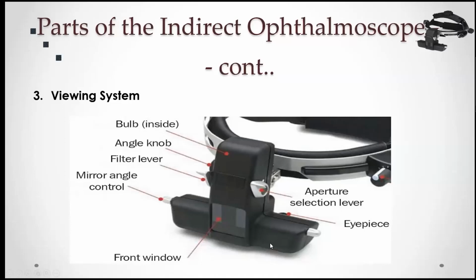Especially this indirect ophthalmoscope alone has this option. You cannot have this option in any other equipment like the direct ophthalmoscope, a slit lamp or a streak retinoscope. You couldn't move the mirror there, that's all fixed. The indirect ophthalmoscope alone has the option to move the mirror in the system. And here there is a front window which allows the light to the patient.